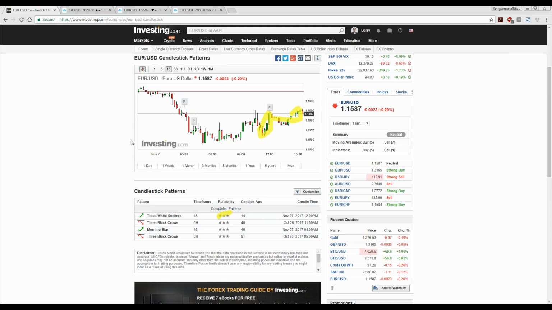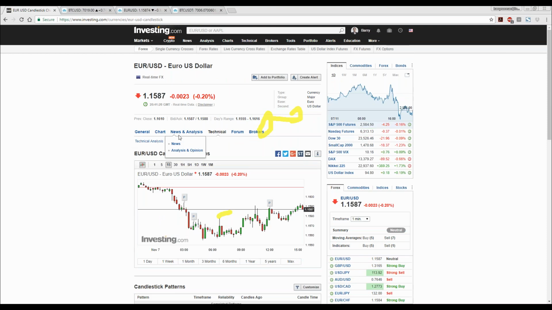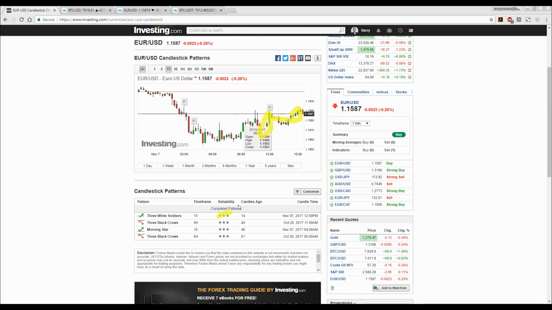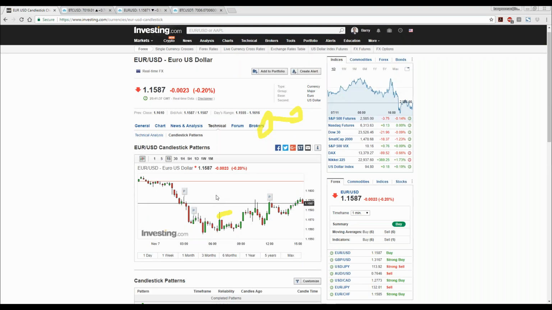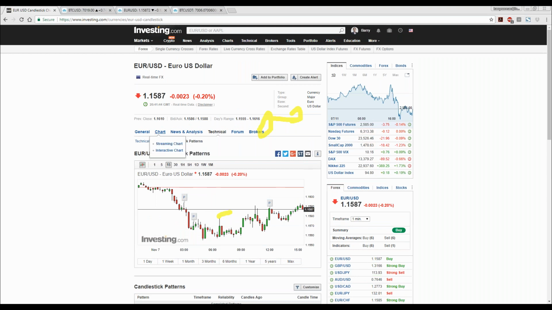So now you've avoided all of that difficulty of having to search out the candlesticks, figure out what they mean, where they're developing, because again, as the charts are moving and you're trading and it's developing, that's a little bit difficult. We can also go up to our streaming charts.